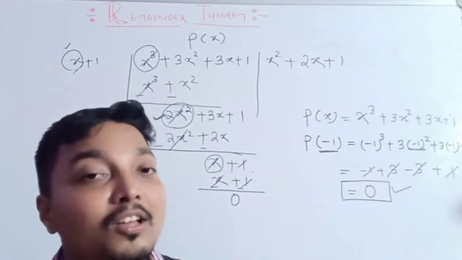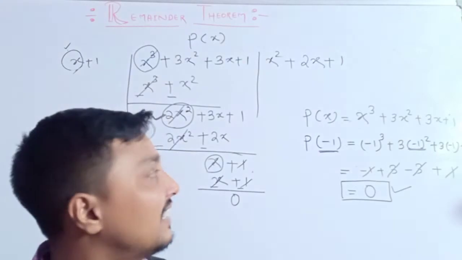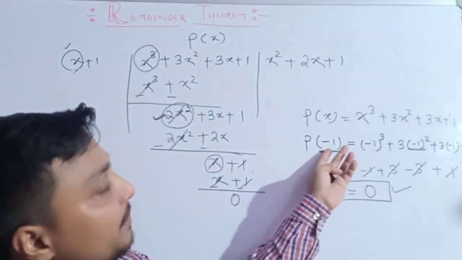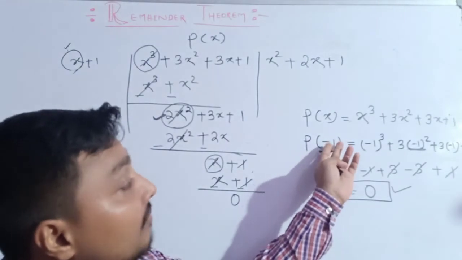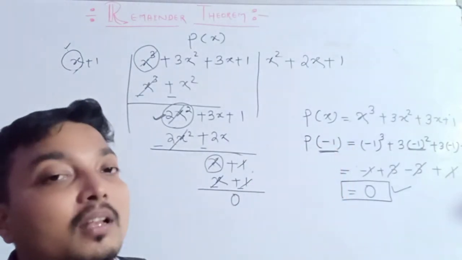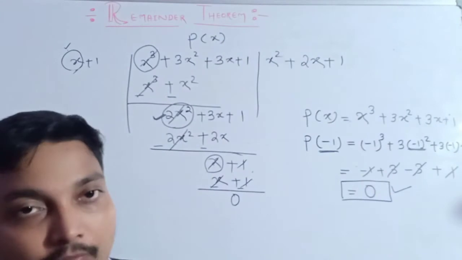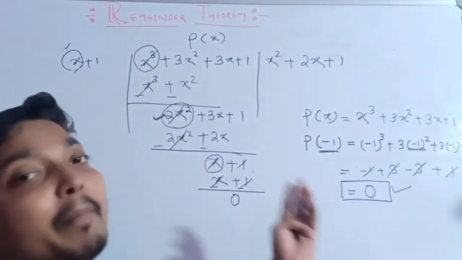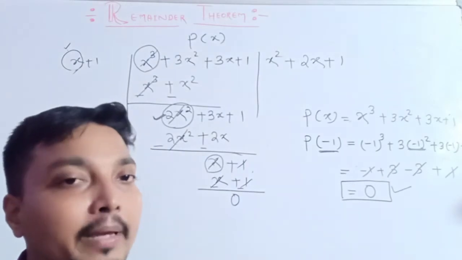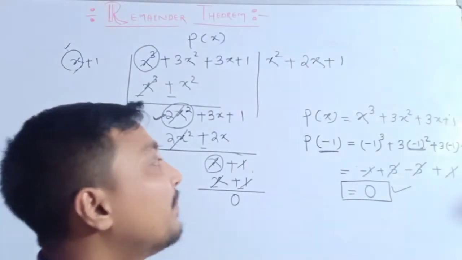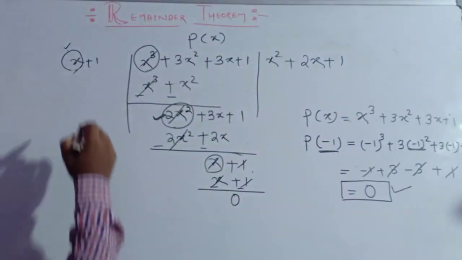Understood or not understood? So the question comes: sir, how did you get the value minus 1? Where did you obtain the minus 1? How did you know to find the value of the polynomial at minus 1? And how will we know at which point to find the value of the polynomial? Remember where the minus 1 comes from. Everyone, see.